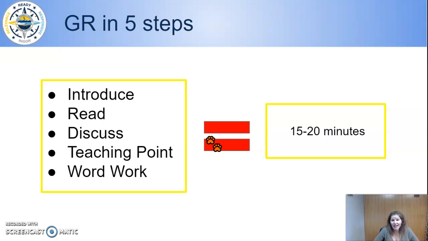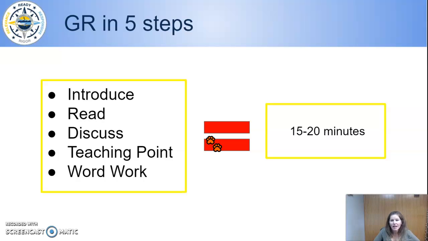And that's it. Introduce the text, read, discuss, call out the teaching point, and word work, all in 15 to 20 minutes. You don't want to rush through, but keep a good pace to maintain engagement and focus. Ideally, you meet with groups 3 to 4 times a week. Any group reading below the target level for your grade level, meet with them every day.